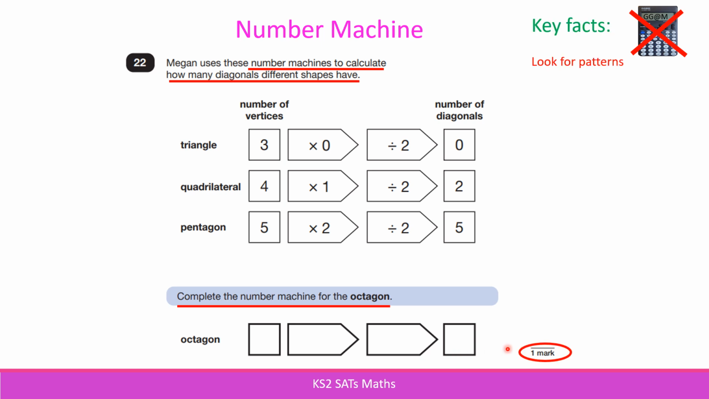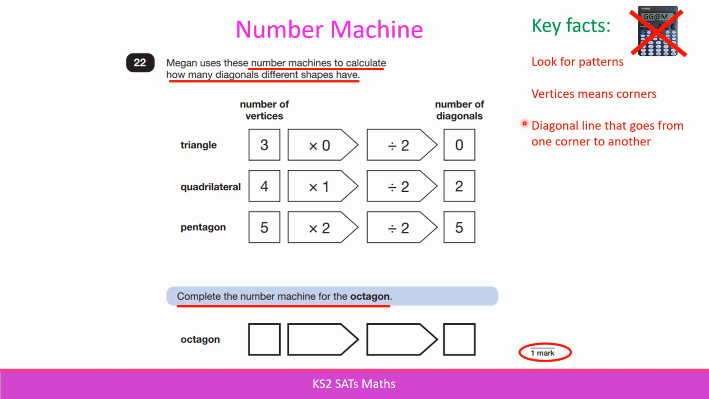So your key facts. You need to look for patterns. If you look down as you're coming down here, what patterns do you spot to be able to help you work out the number of diagonals? You need to know what the word vertice means. The vertice is the corner. So on a triangle, it is the corners of the shape. There are 3 corners on a triangle, 4 corners on a quadrilateral, and 5 corners on a pentagon. It is the same as the number of sides of the shape.